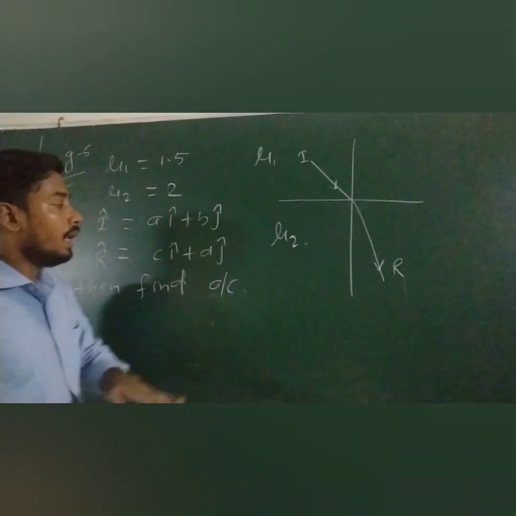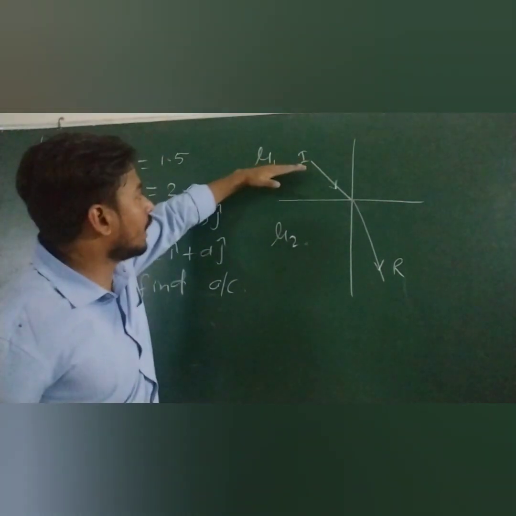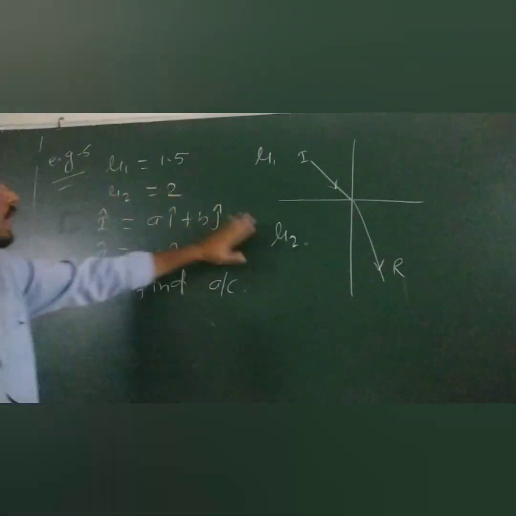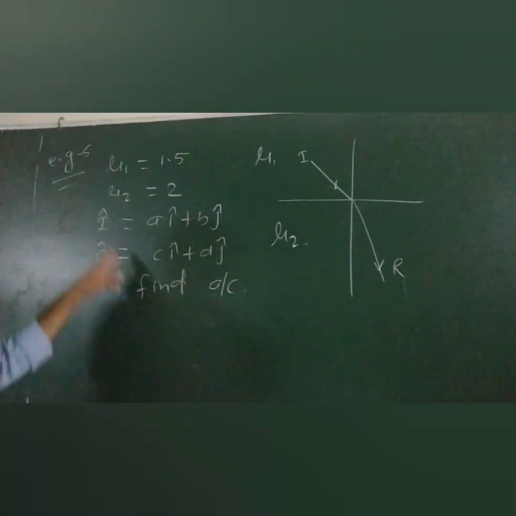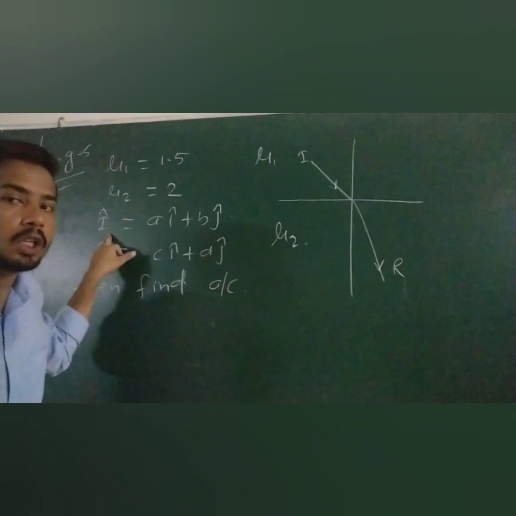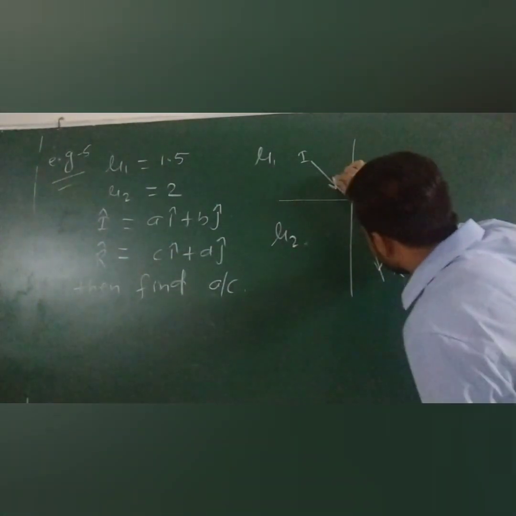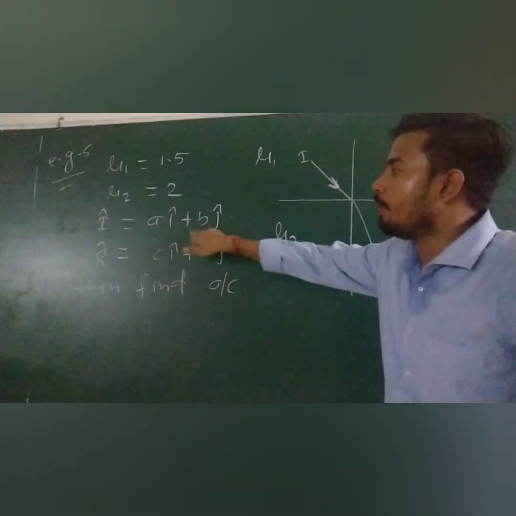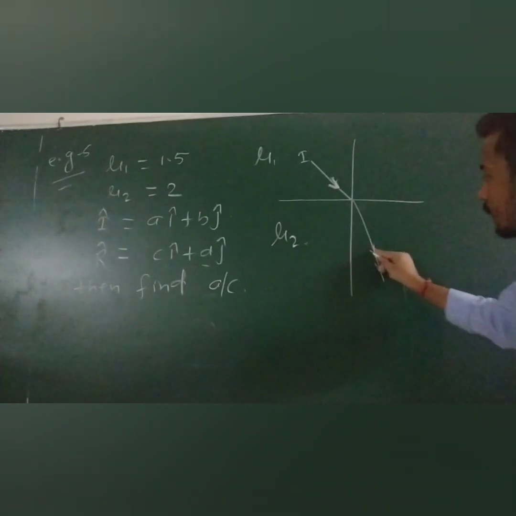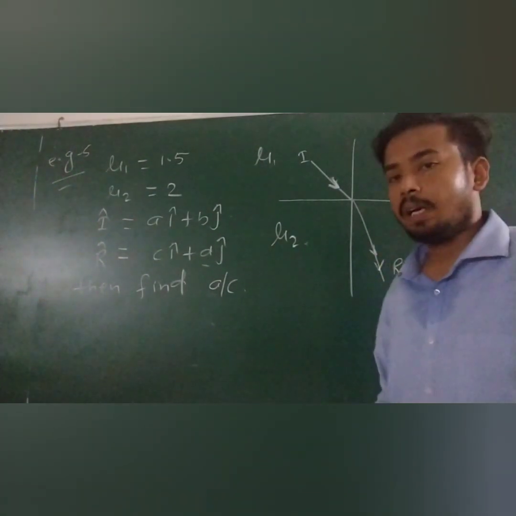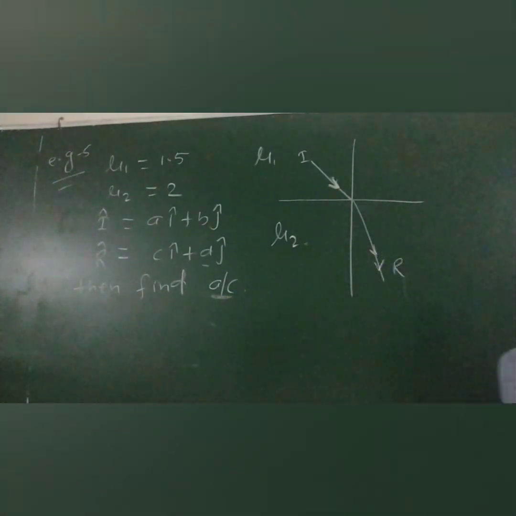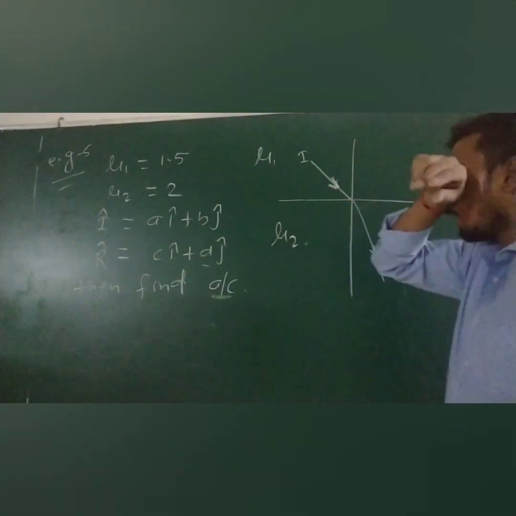So see, here again this is the interface. This side is one medium and this side is another medium. The refractive index of this medium is 1.5, and the refractive index of this medium is 2. This is an incident unit vector, or simply the unit vector in the direction of the incident ray, in this direction. In the direction of the refracted ray, this is the unit vector, in this direction. They are asking us to find the ratio A by C. So just see how we can solve it.